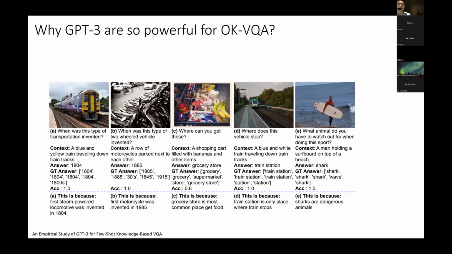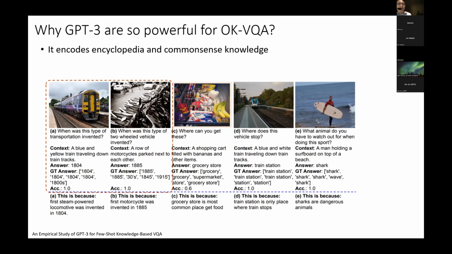So what's happening inside? Why is GPT-3 so powerful for OK-VQA? The first reason is that GPT-3 encodes very rich factual and also common sense knowledge. In the first 2 examples, the question is, when was this type of transportation invented? If your image caption lets the model know this is about a yellow train, then the model can know, through GPT-3, roughly when this type of transportation was invented.